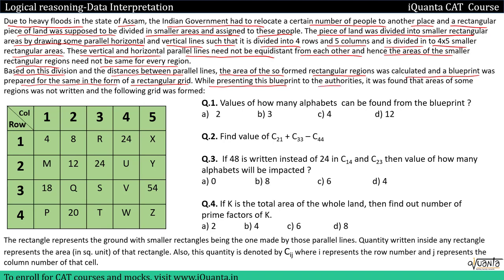While presenting this blueprint to the authorities, it was found that the areas of some regions were not written and the following grid was formed. So we can see that this is the piece of land. It is divided into 4 rows, 5 columns.